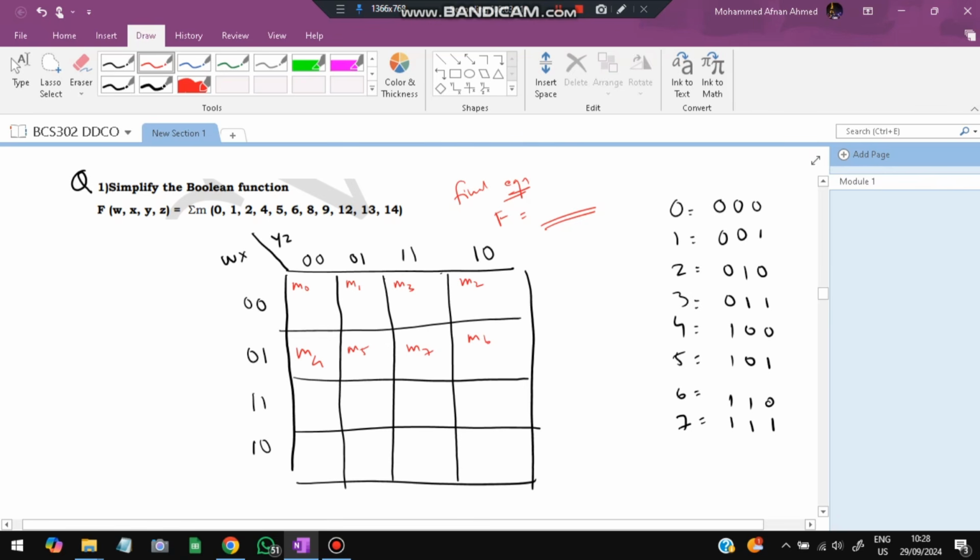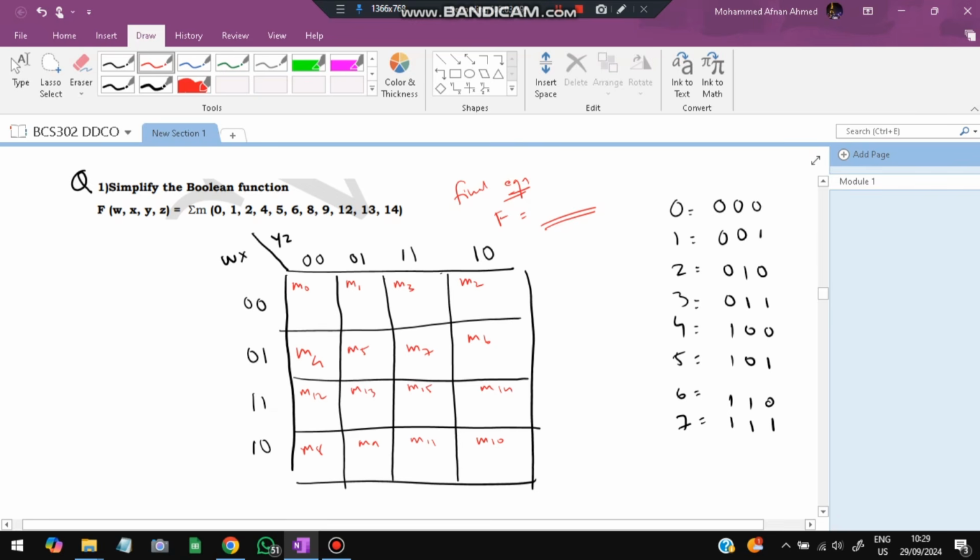So very simple. 0 1 2 3 4 5 6 7, and then here you will be writing 8. Not here. Here you will be writing 8, 9, then here you will be writing 10, here you will be writing 11, and then normal 12 13, here you will be writing 14, and here you will be writing 15. Okay, so this is how you mark the values.